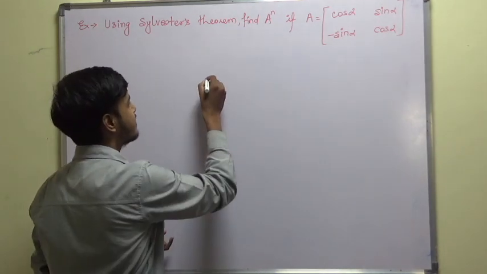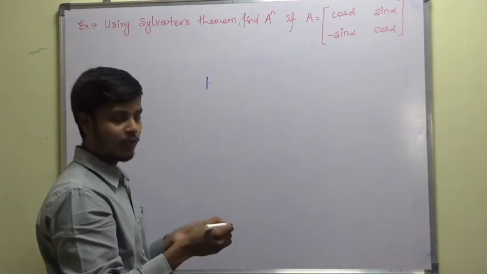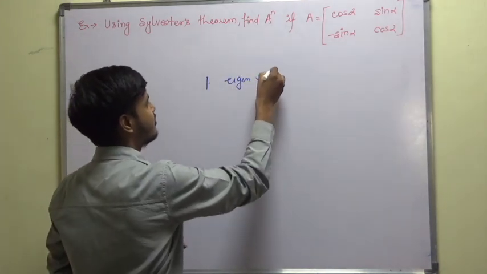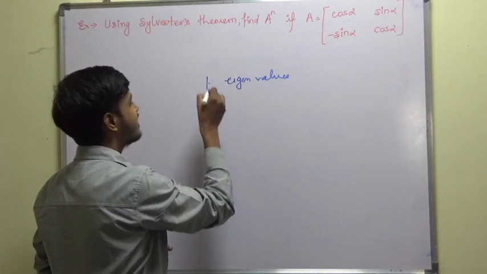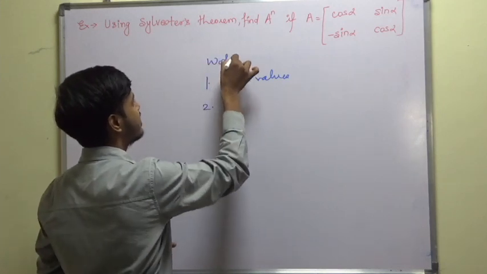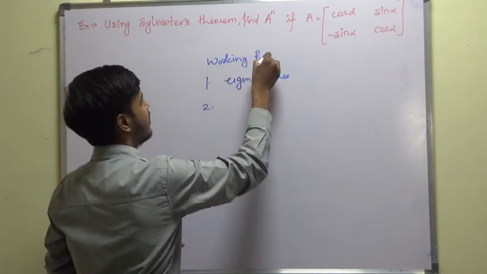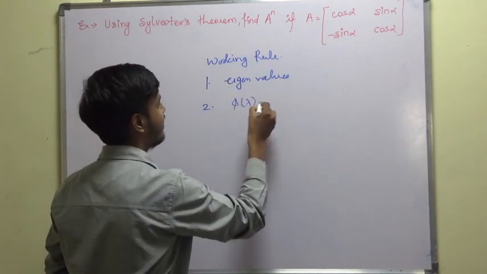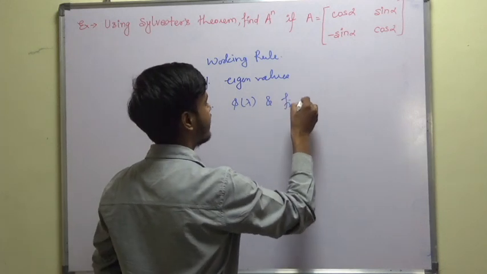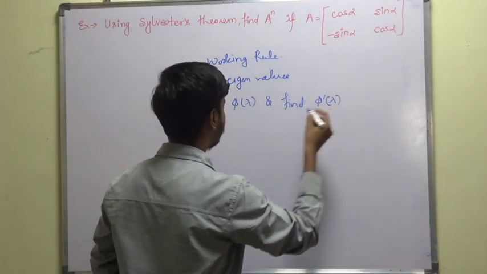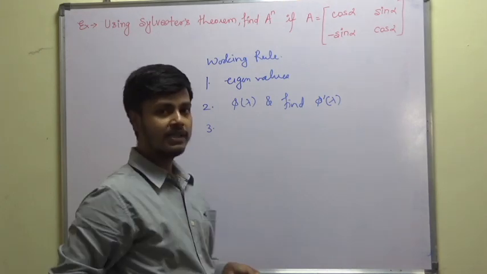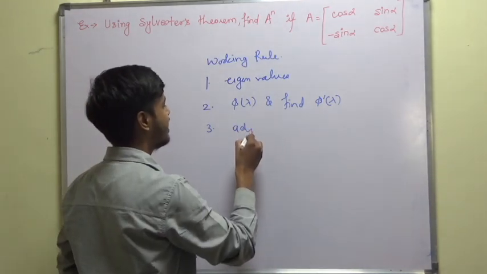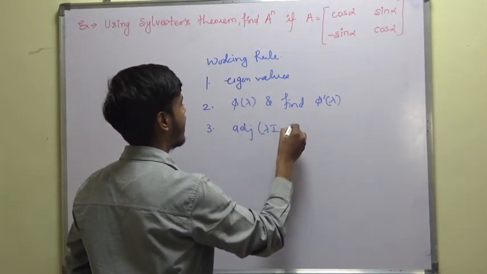So let us recollect. What is the first step? Find out eigenvalues. Correct. What is the second step? This is nothing but the working rule. Write phi of lambda and find phi dash of lambda. Very good. What is the third step? Do you remember the third step? Third step is you have to find out the adjoint of lambda I minus A.